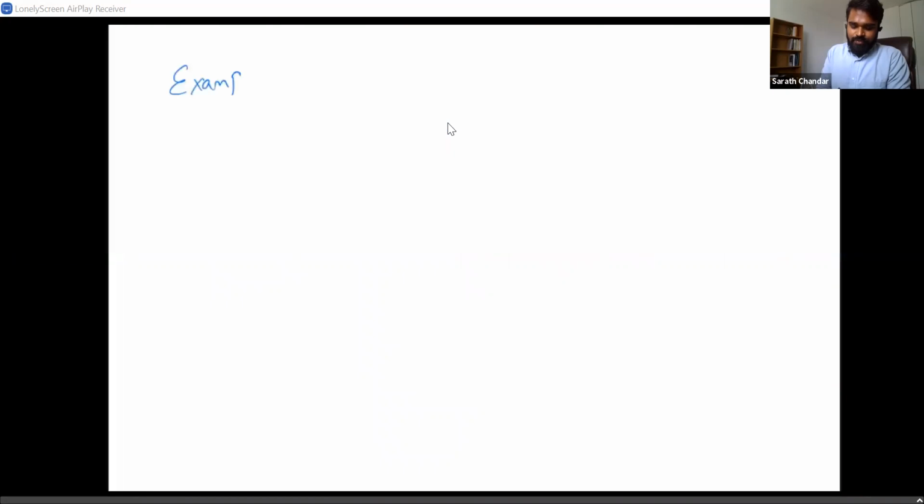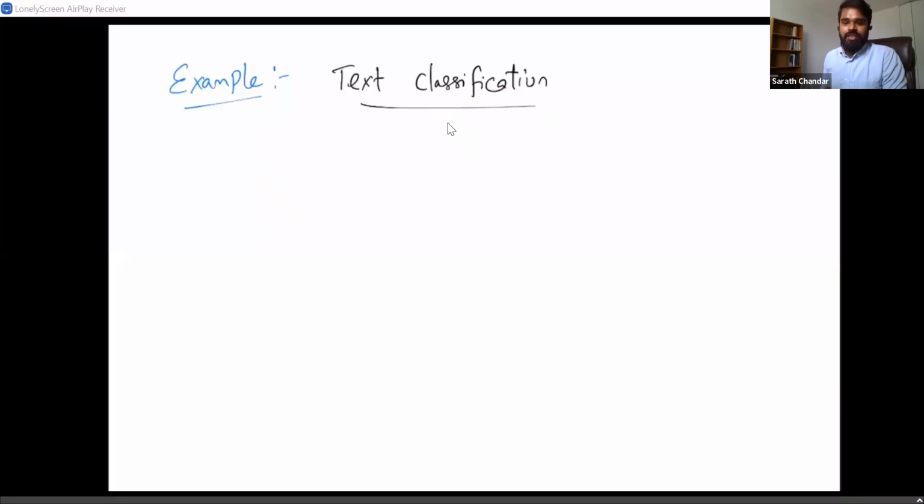Problem. We are going to consider the problem of text classification. You will probably be doing text classification in your third assignment, but we are going to learn it much ahead of that. So what is text classification?